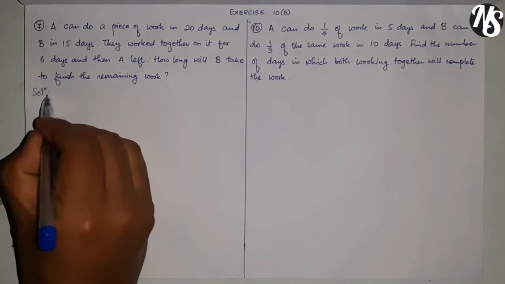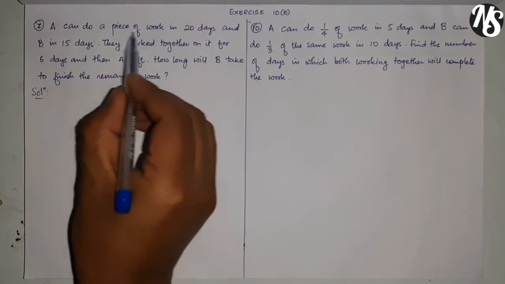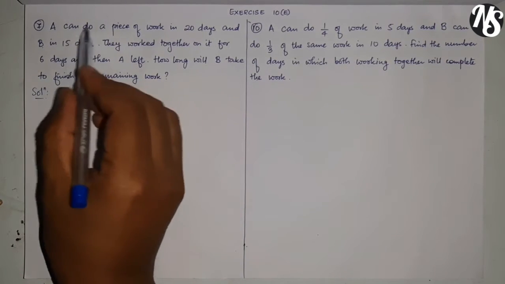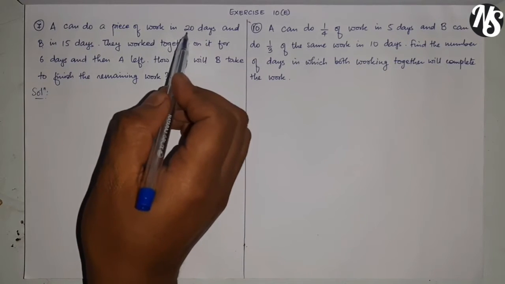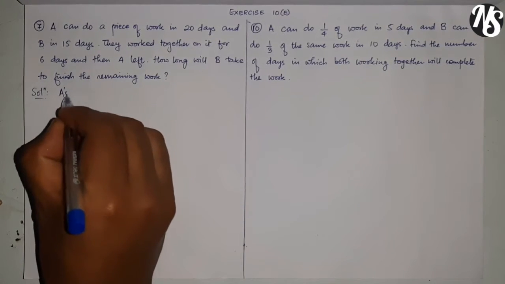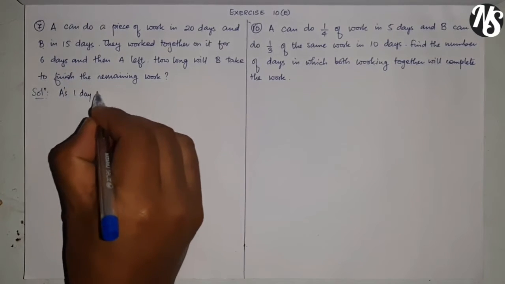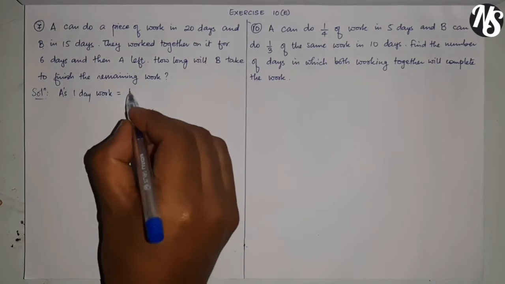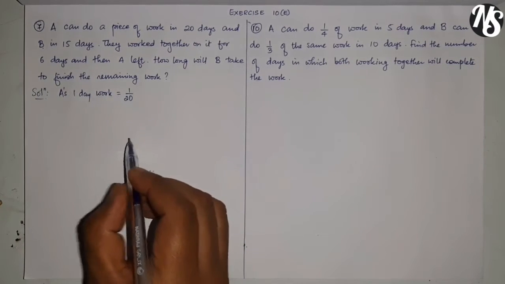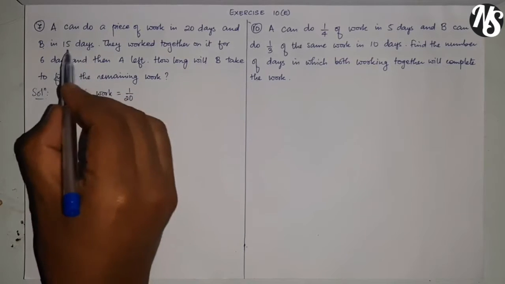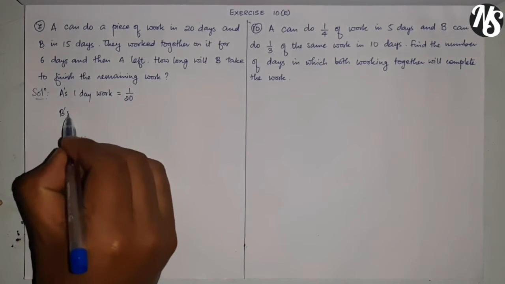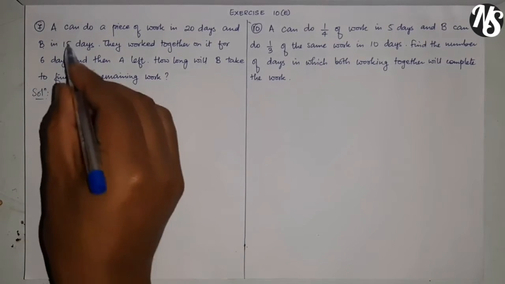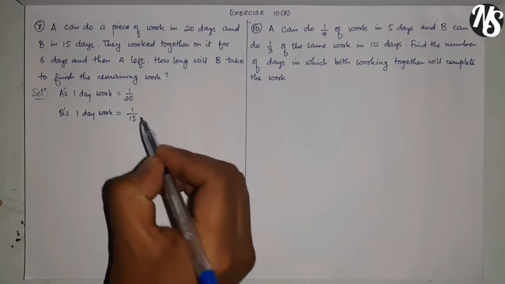The question says A can do a piece of work in 20 days and B in 15 days. If A can finish a work in 20 days, let's see what A's one-day work is. A's one-day work is going to be the reciprocal of 20, which is 1 by 20. Similarly, B can finish the same work in 15 days, so B's one-day work is going to be equal to how much? The reciprocal of 15, which is 1 by 15.